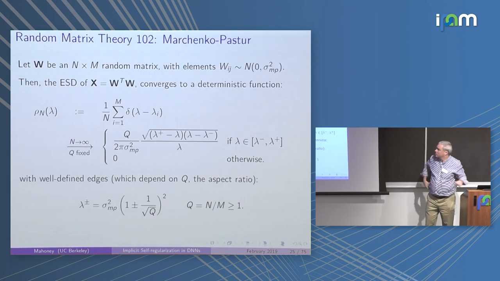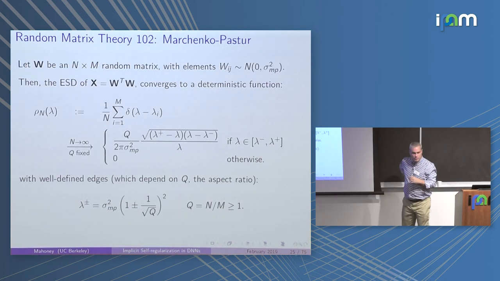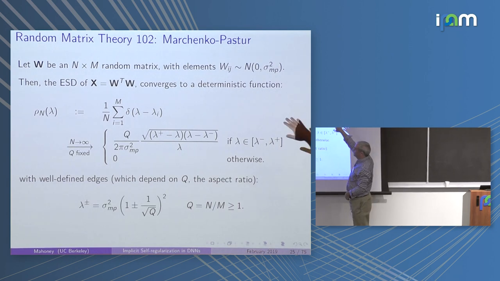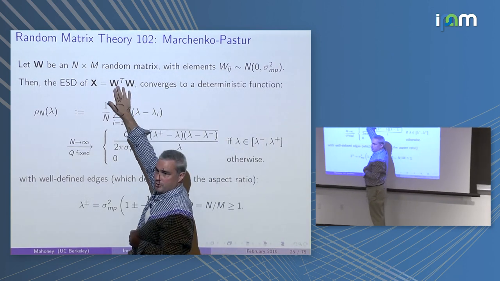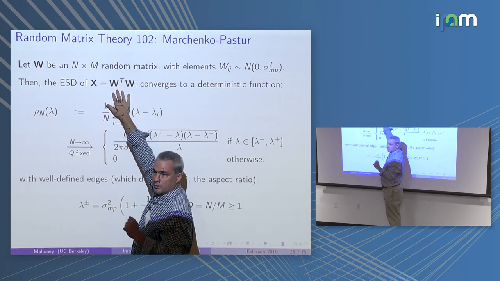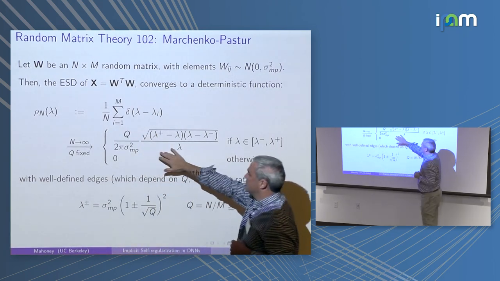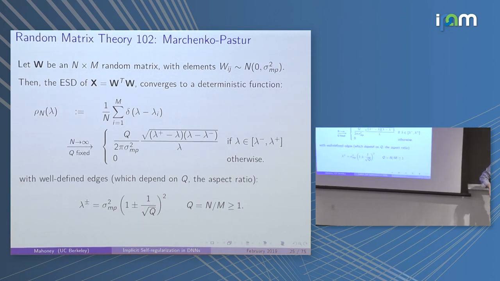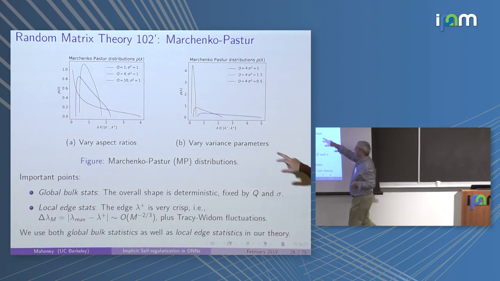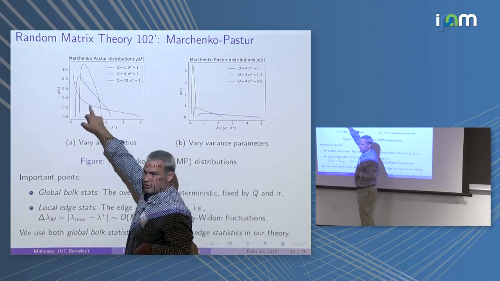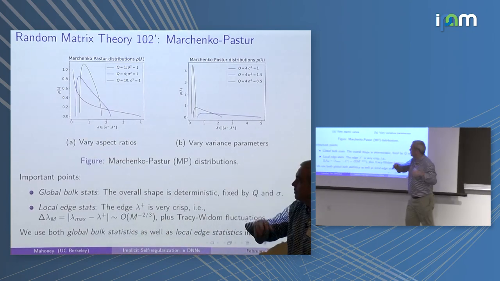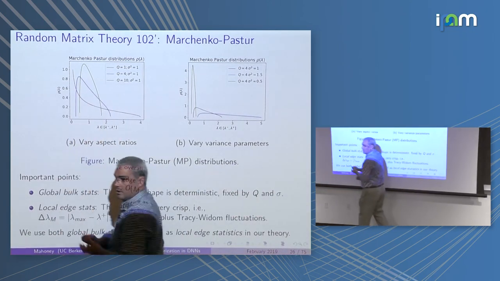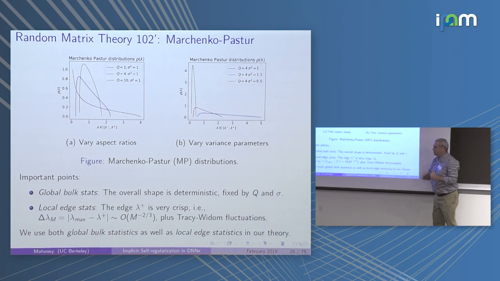The 102 is what if your matrices aren't square? Because that's actually a square matrix. If your matrices aren't square, let W be an n by m random matrix. Look at XX transpose. So we're going to look at singular values or eigenvalues, and we're being careful about that. This is not a semicircle, but it's a well-defined function. And the shape of that function looks like this, or this, or this, depending on the values of the parameters. So it's not a semicircle, but in some regime it looks a little bit like one. But it's a well-defined function.